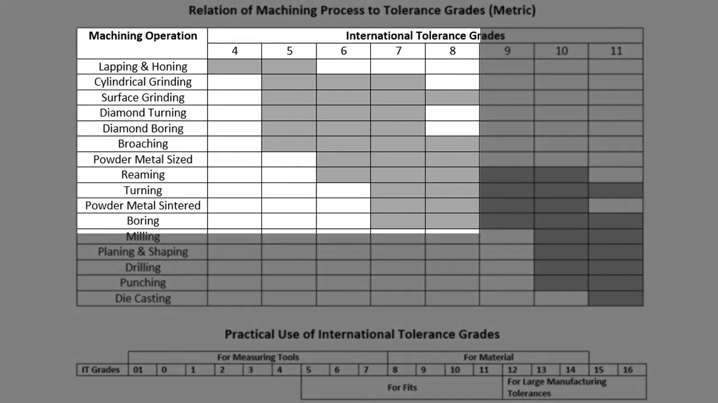If a shaft required an international tolerance of 8, then turning would be an acceptable method of production.